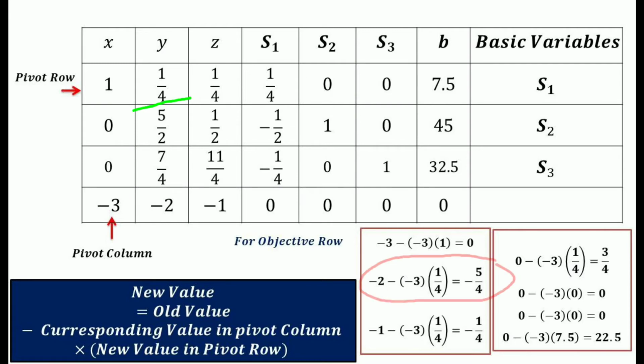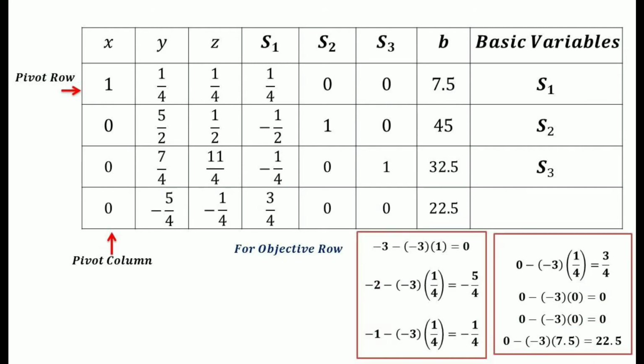So it will become minus 2 minus minus 3 into 1 upon 4, which is equal to minus 5 upon 4. The third element, that is minus 3 minus minus 3 into 1 upon 4, which is equal to minus 1 upon 4. Then the fourth element, that is 0 minus minus 3 into 1 upon 4, which is equal to 3 upon 4. Then the fifth element, that is 0 minus minus 3 into 0, which is equal to 0. Sixth element, that is 0 minus minus 3 into 0, which is equal to again 0. Then the last element, that is 0 minus minus 3 into 7.5, which is equal to 22.5.